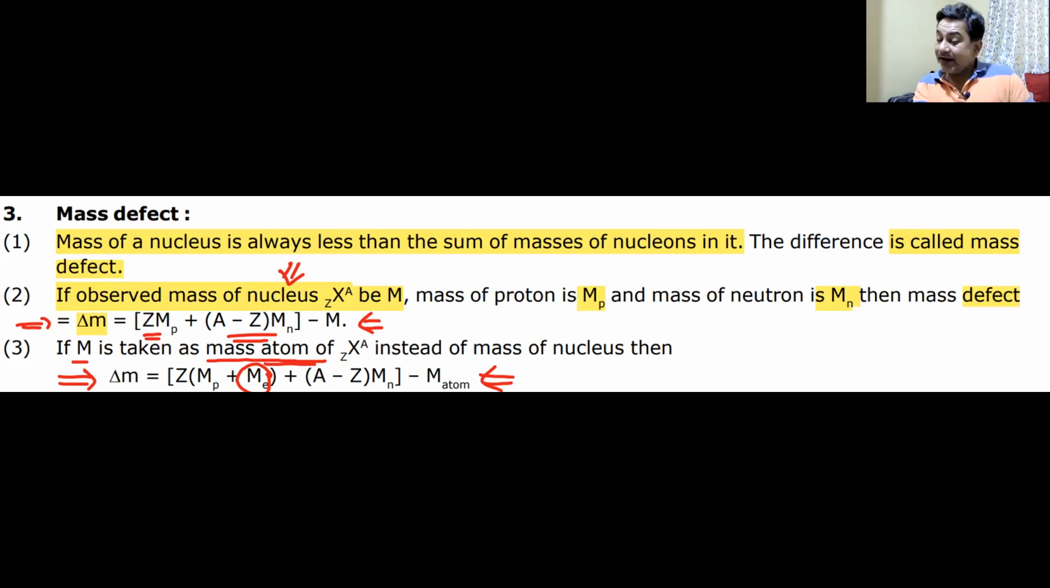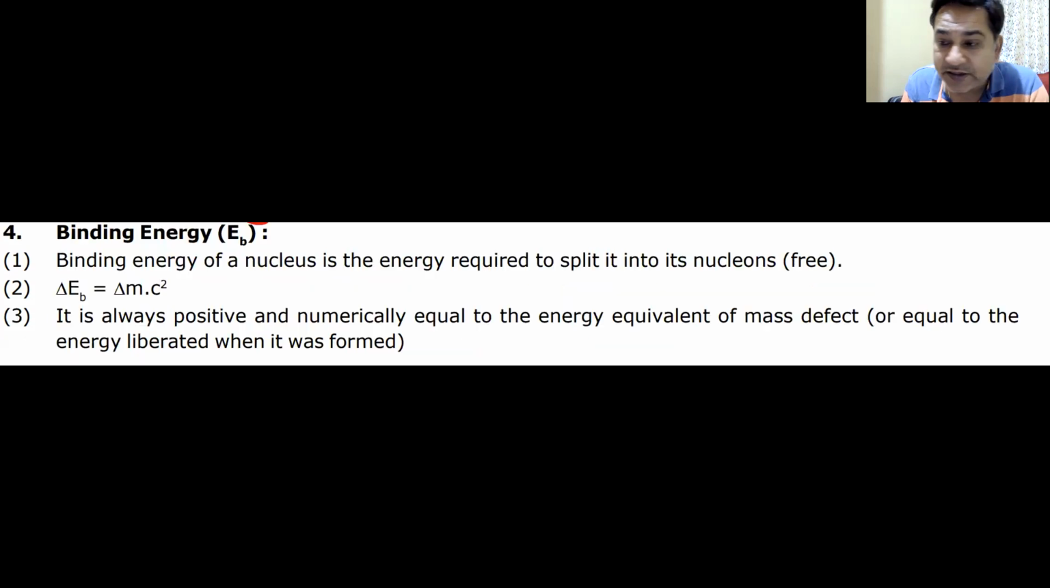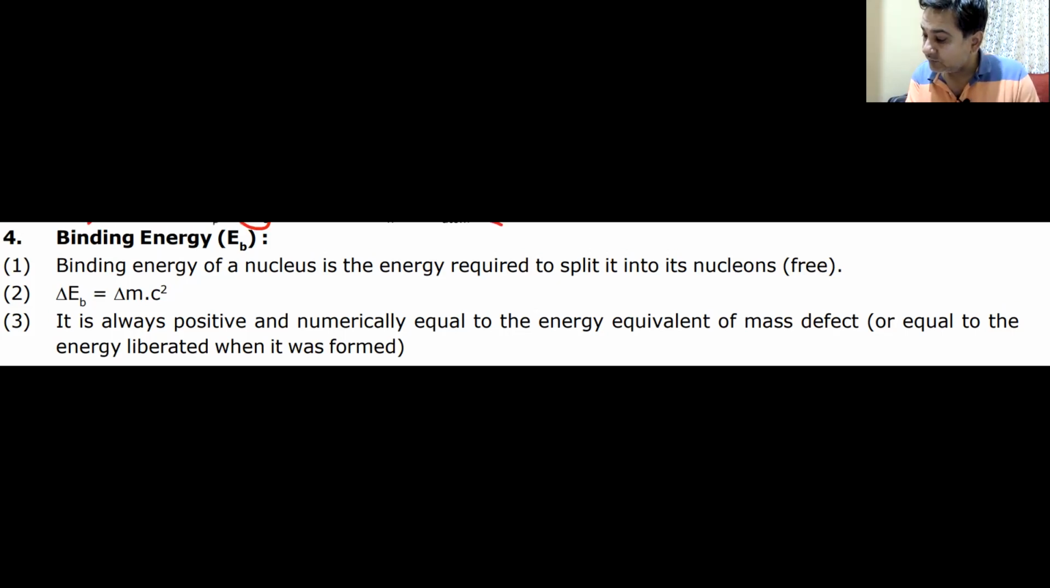So we will end today's class with the last point, which is the binding energy. Since we have understood mass defect, we have to also understand binding energy. Now, what is this binding energy? We have understood that the mass of the nucleus is less than the mass of the constituent nucleons. That means we will require some extra energy to split the nucleus. That energy is known as binding energy.